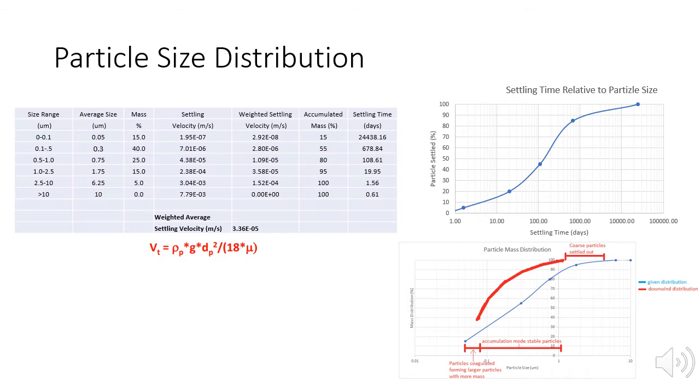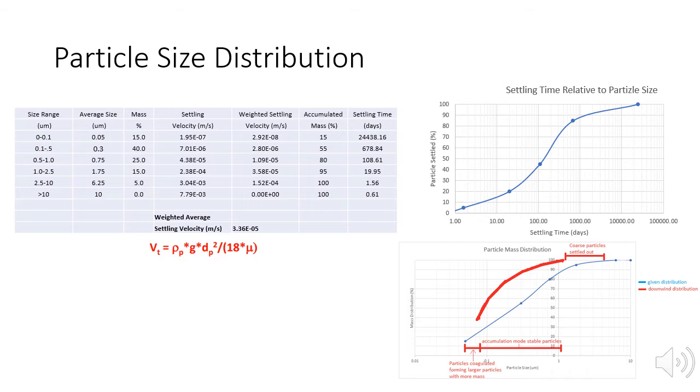And so you'll see in my table, or you could look at the upper right chart, that our smallest particles, 0 to 0.1 micrometers, have a settling time of around 24,000 days, and that's a really long time. But in actuality, if you look at the bottom graph and the marks on it, those small particles over time, as they travel, are going to coagulate and start forming larger particles.